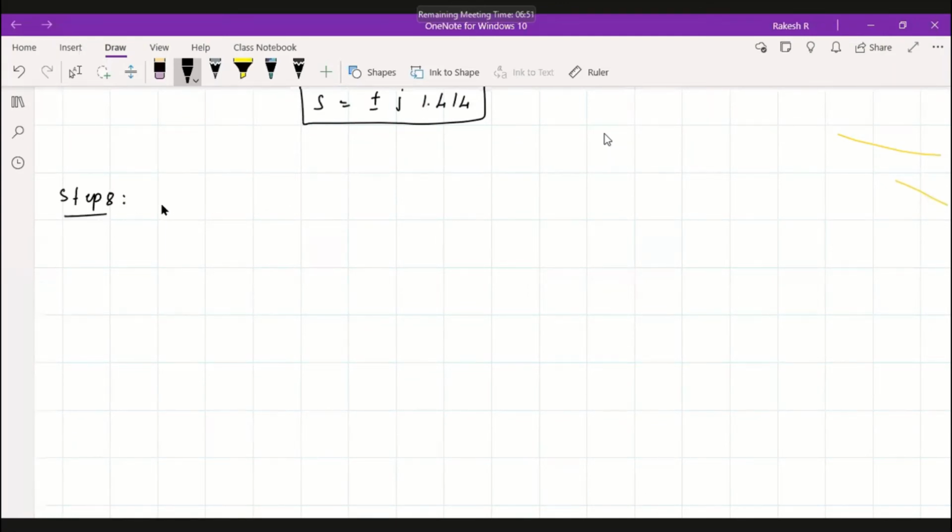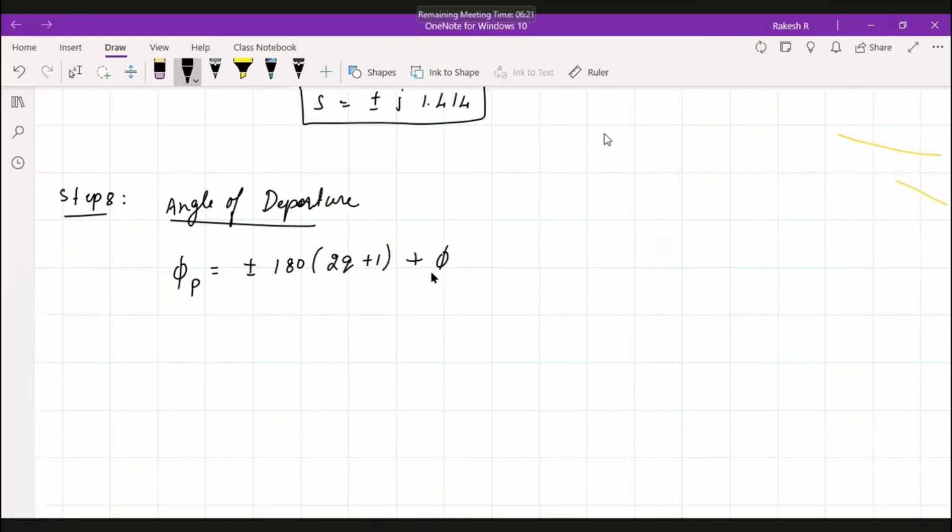Step 8, we need to find out the angle of departure. What is the formula to find out the angle of departure when we have the poles? Phi of P is plus or minus 180 into (2q plus 1) plus phi here. This was the formula to find the angle of departure, but for that we need to find out the phi here.